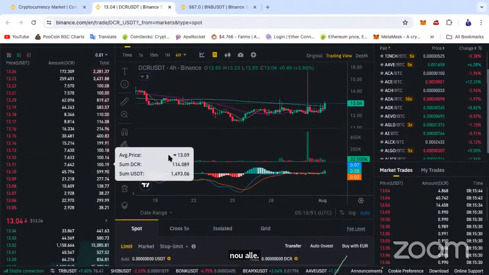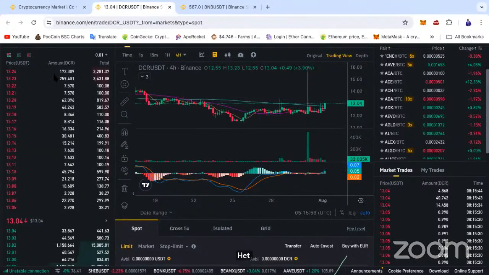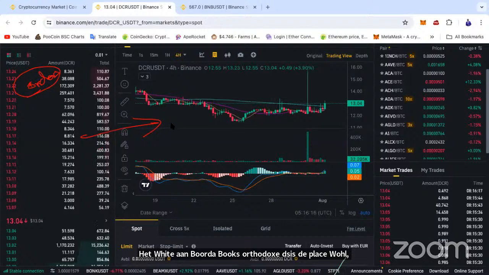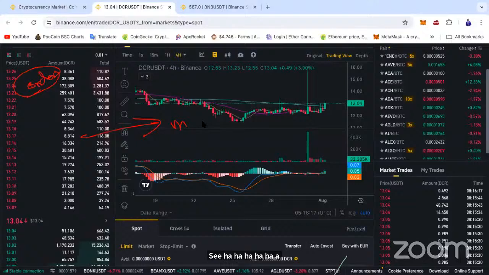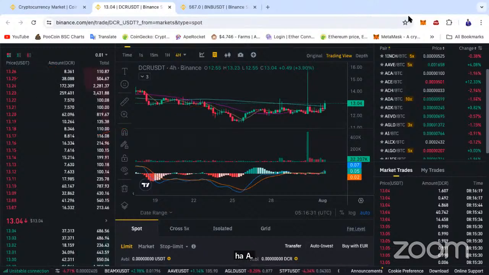basically on order books. Order books are the place where we see how the sellers are behaving and how the buyers are behaving. Then we compare it with the market.